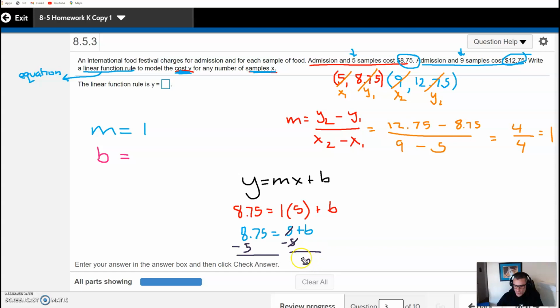So this is going to tell us our y-intercept, which for this problem is the price of admission, right? It would mean, hey, how much did we pay to get in and buy 0 samples? And then if I have $8.75 and I spend $5, well, then I'm left with $3.75.